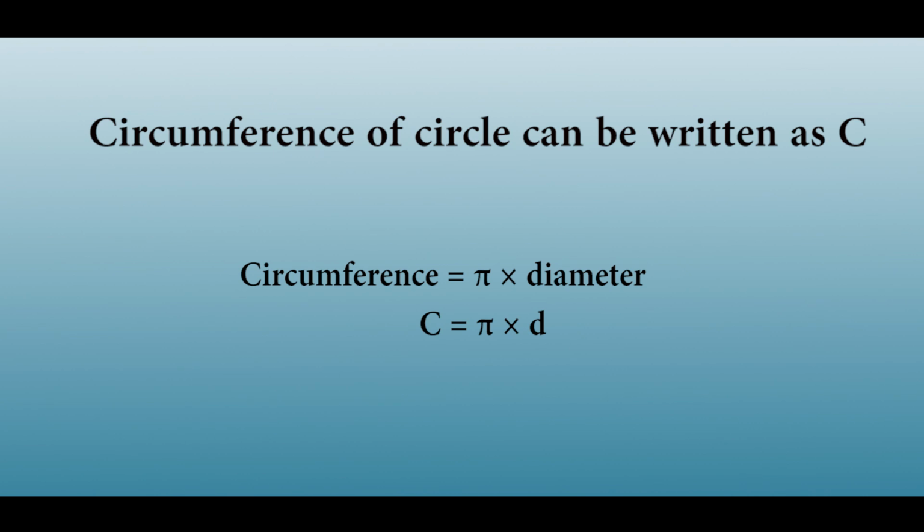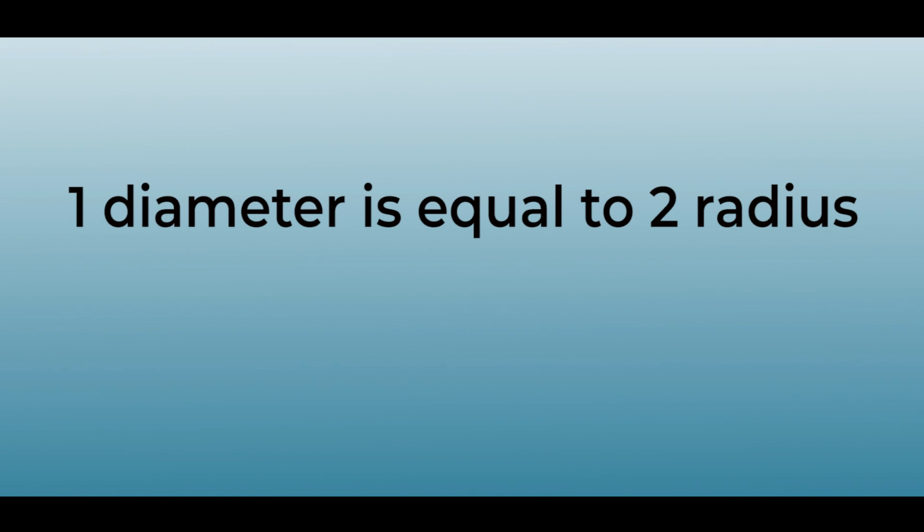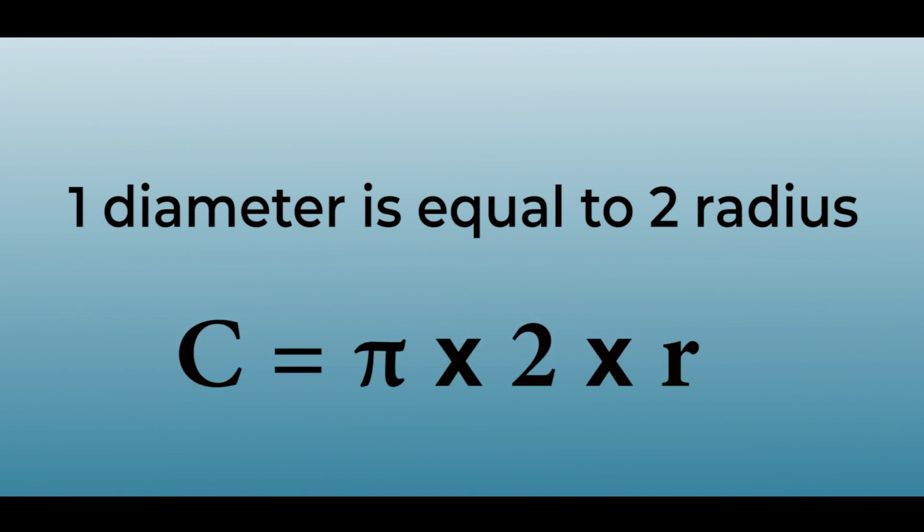Again, this C equals pi times diameter, we can always rename it in another way. Now let's look at diameter. One diameter is equal to 2 radius. So we can write the circumference of a circle is equal to pi times 2 times r. That means 2 times r is the diameter of the circle.